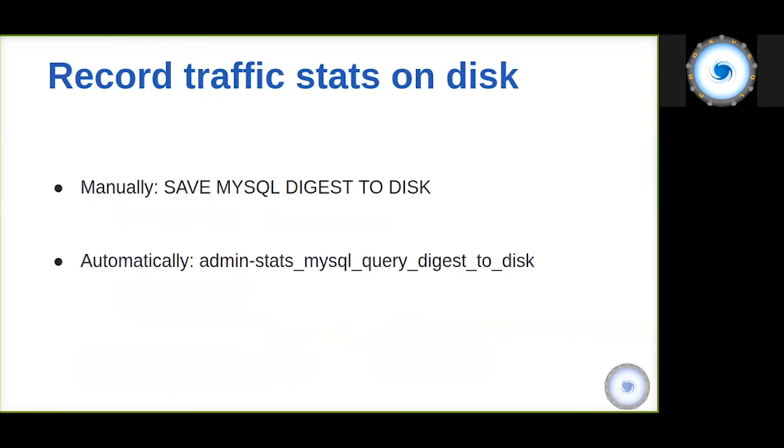Now, how to perform this operation? You can do it either manually or automatically. You can do it manually or with a script, of course, just executing the command SAVE MYSQL QUERY DIGEST TO DISK, and ProxySQL will copy the data from stats_mysql_query_digest to disk. Or you can do it automatically, setting a value in the variable admin-stats_mysql_query_digest_to_disk. This represents the number of seconds, and every X number of seconds, ProxySQL will automatically move the data from stats_mysql_query_digest to history_mysql_query_digest.